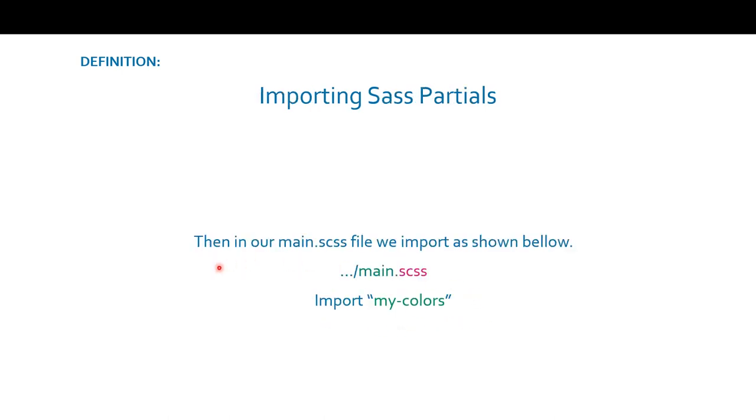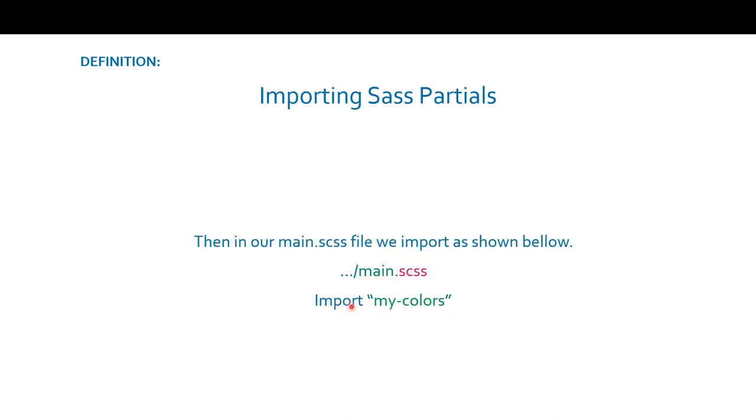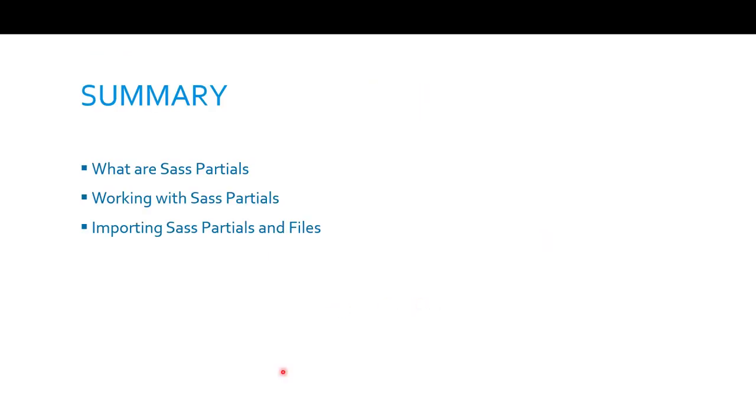Importing other files: to import your Sass file, you just use the import keyword. Let's say I want to import my color partial into my main CSS file. I will just use import. We saw it in the previous lecture when we were talking about default variables. You declare a variable in a partial file and then you import it in another file. This is how to import your partial file into the main file. You just use the import statement and the name of the file. Let me just show you the practical before summarizing.